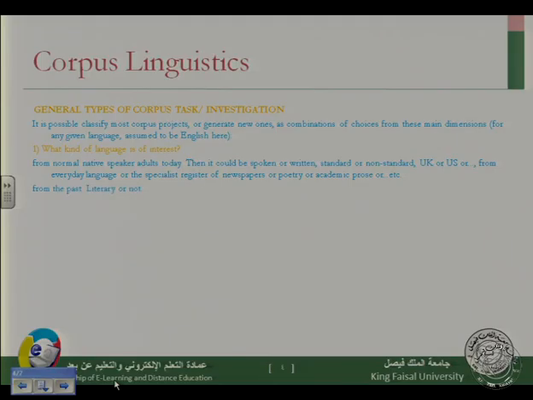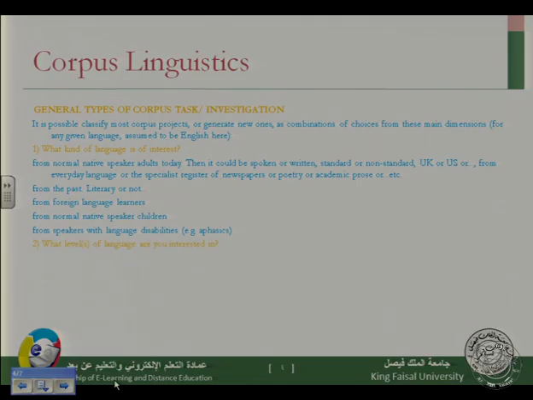From the past literary or not, from Shakespeare, from Dickinson, from foreign language learners or from native speakers, from normal native speakers, children, not adults, from speakers with language disabilities. This is another choice.